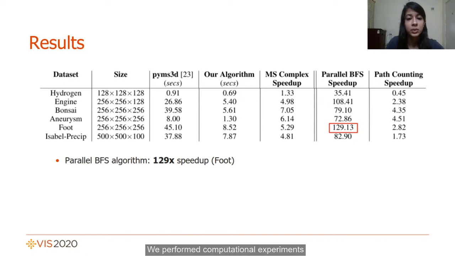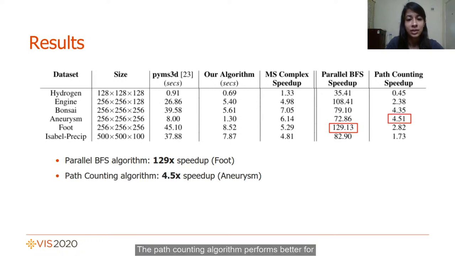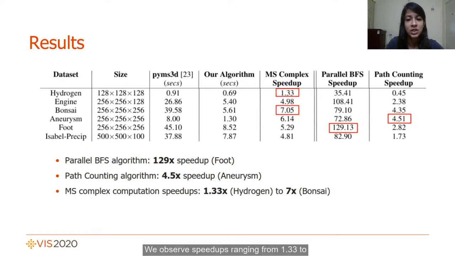We performed computational experiments on 9 popular datasets and mention some salient results here. Our BFS algorithm achieves speedups of up to 129x as seen in the dataset foot. The path counting algorithm performs better for larger datasets with the highest speedup of 4.5x as seen in aneurysm. We observe speedups ranging from 1.33 to 7x for the overall Morse-Smale complex computation.